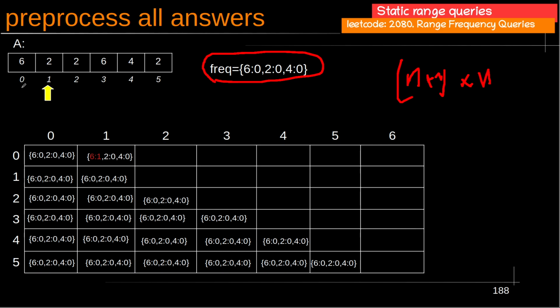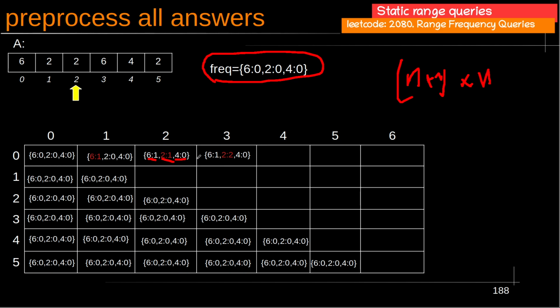From 0 to 1. Now, how many? What I have here from 0 to 1? I have 1 6, 1 2, and 0 4. From 0 to 2 in the original array, I have 1 6. Now I have 2 2s.